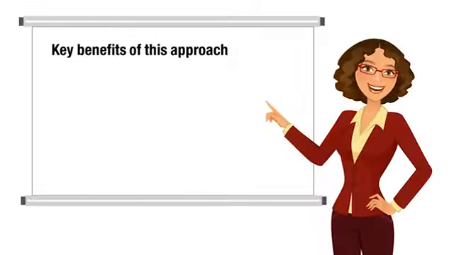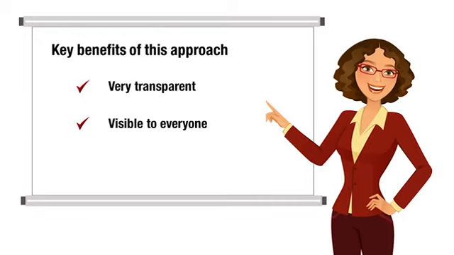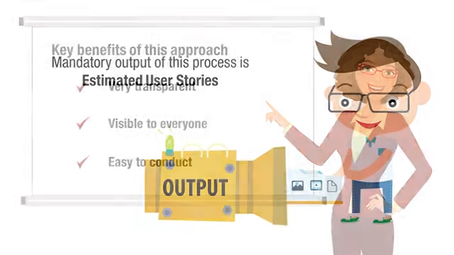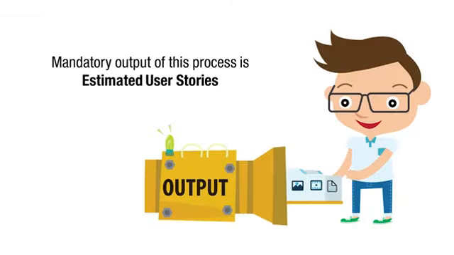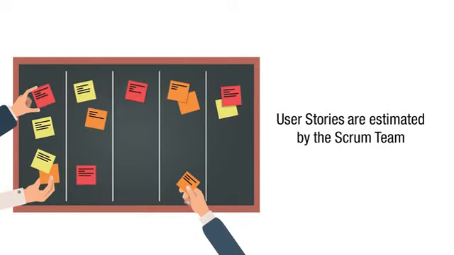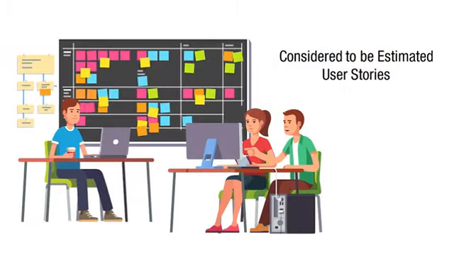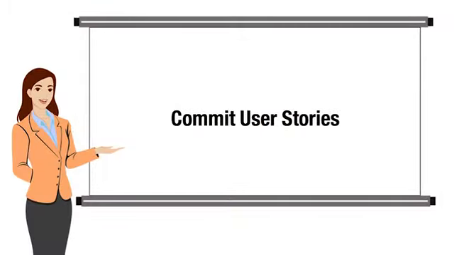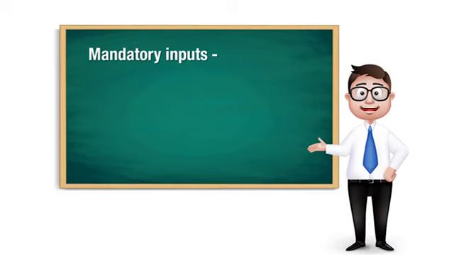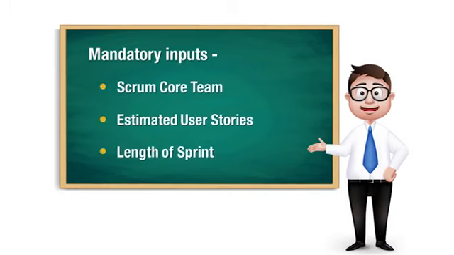Some key benefits of this approach are that the process is very transparent, visible to everyone, and is easy to conduct. The mandatory output of this process is estimated user stories. After the user stories are estimated by the Scrum team using the various estimation techniques discussed in this section, they are considered to be estimated user stories. The next process is commit user stories. The mandatory inputs of this process are Scrum core team, estimated user stories, and length of sprint.